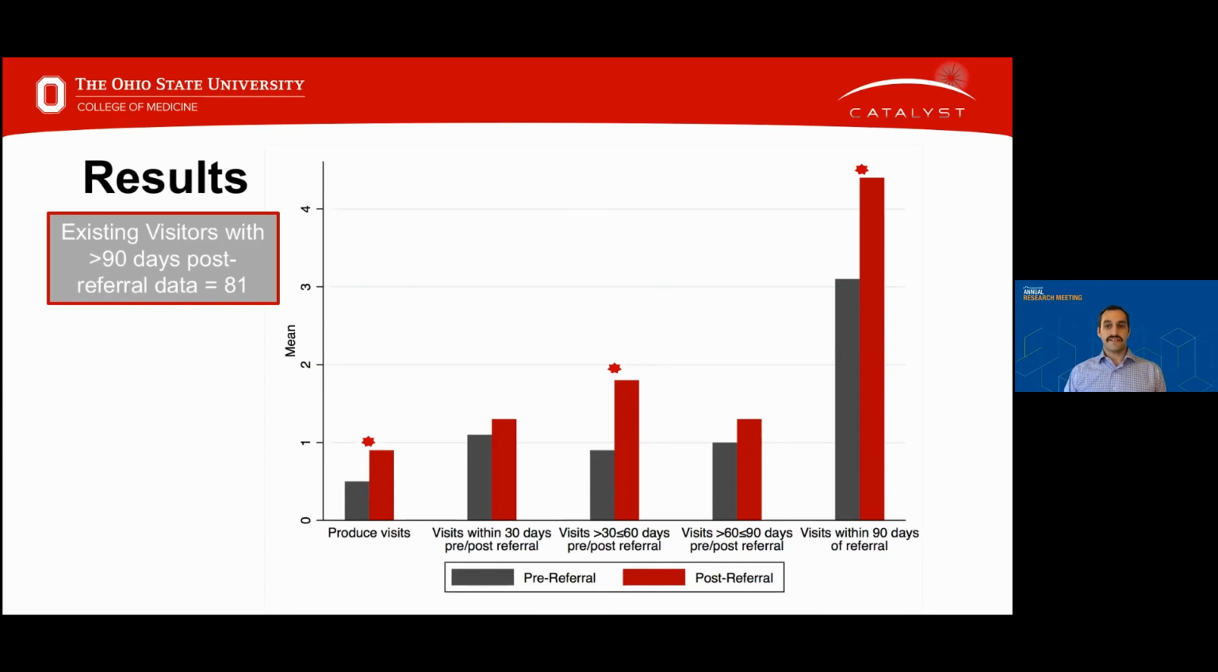So 81 patients in our sample had been existing pantry utilizers and had at least 90 days of post-referral data in our data set. When we compared their use prior to their referral and then following their referral, we found that they had an increased total number of visits as well as an increased number of produce visits following the referral. As far as how this broke down across time, particularly in the window from 30 to 60 days post-referral relative to 30 to 60 days prior to the referral, that's when this increase in visit number really occurred.